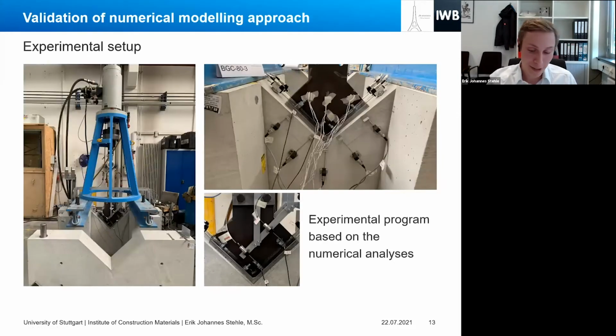So at the time when I was writing the paper, or let's say submitting the paper, we hadn't performed the experiments yet. In the meantime, we also did the experimental part, so I'm happy to show a little bit of it here. The experimental program was based basically on the numerical analysis, and as we can see, we used a similar concrete specimen in the experimental part.